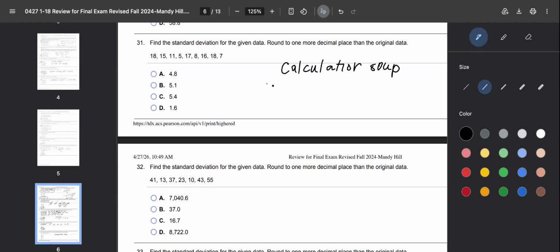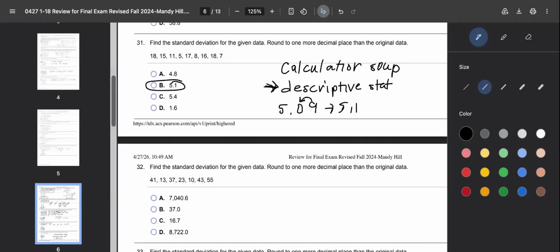I'm going to just jot this down in case you want to go back and practice it. We used descriptive statistics, and my answer that it brought up for me was 5.09, and these are all rounded to one decimal place, so that 9 is going to make this 0 go up to a 1, so it's going to be 5.1.